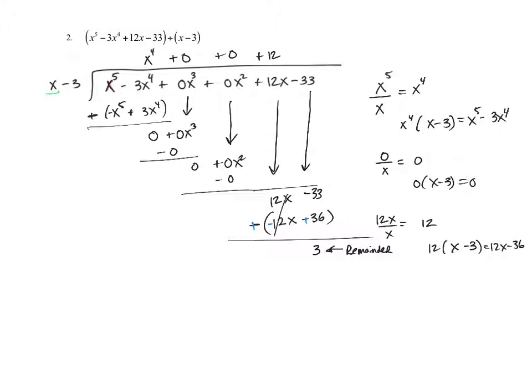And then we can write this a little bit more neat and tidy. You don't need all those zeros. We've got a remainder of 3, and you just write that as a fraction over the divisor.